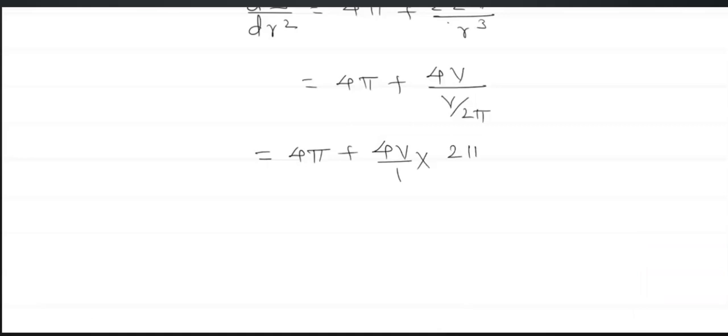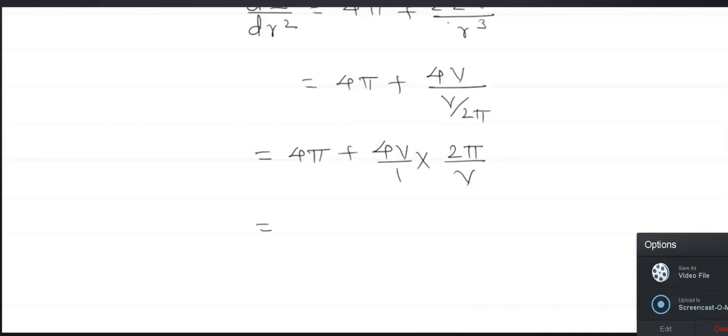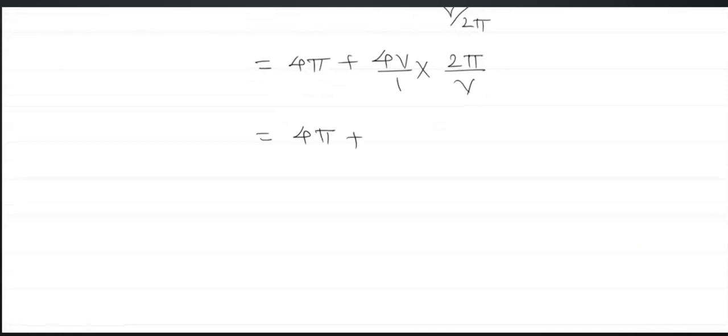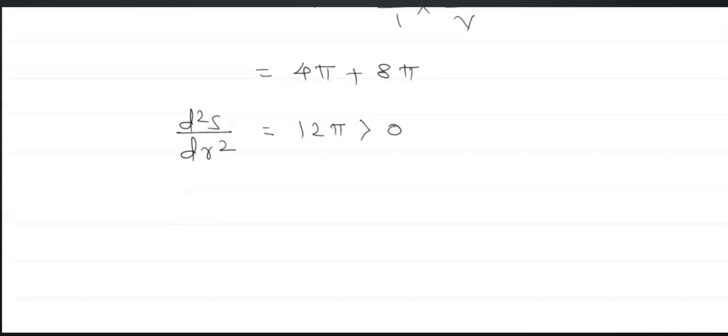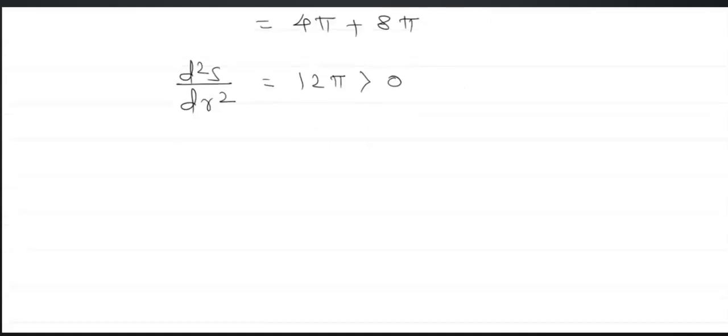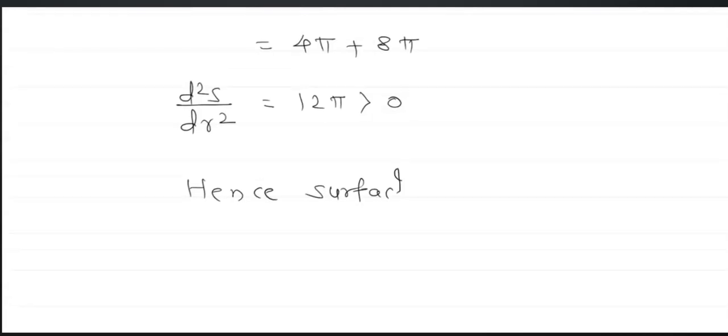Therefore, 4 pi plus 4 pi upon 1 into 2 pi upon V. Again, we will simplify here. That is 4 pi plus 8 pi, that is equal to 12 pi, which is positive. This is the second derivative test, and therefore the surface area is least.